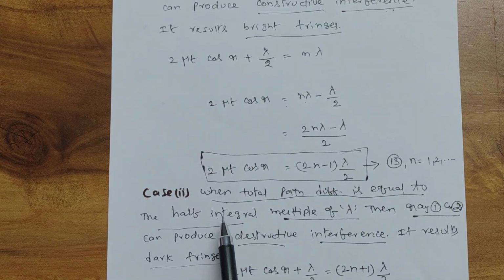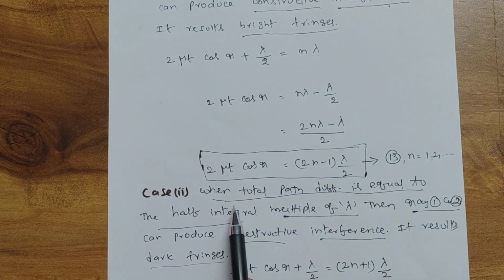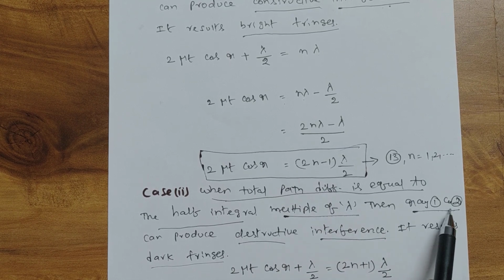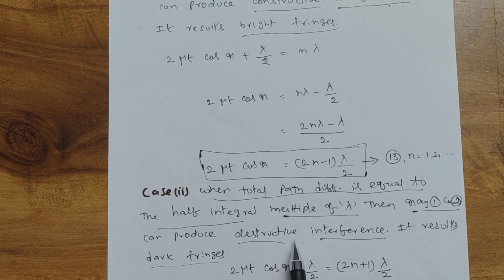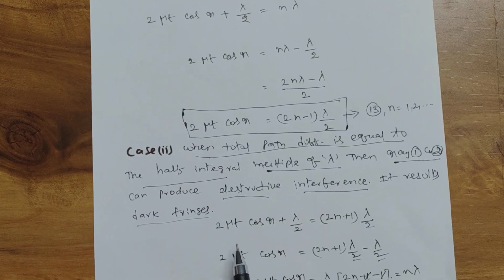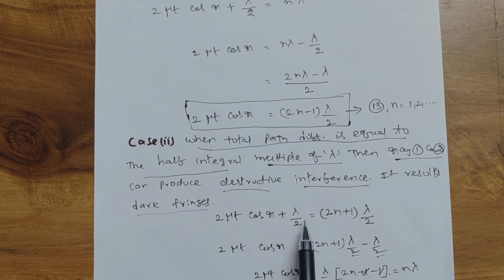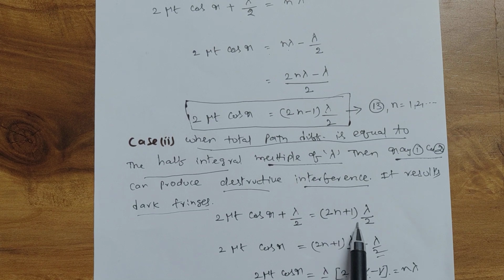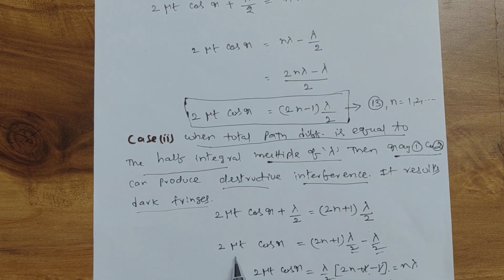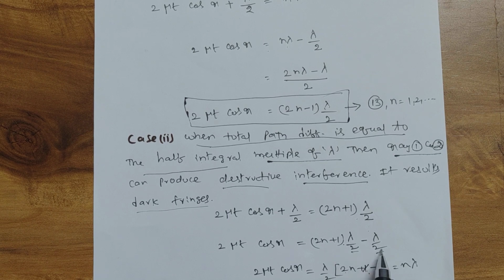Similarly, we have to calculate the condition for the dark fringe. It can be obtained when the total path difference is equal to a half integral multiple of lambda, then ray 1 and ray 2 can produce destructive interference. It results in dark fringes. Condition for the dark fringe: 2 mu t cos r plus lambda by 2 is equal to 2n plus 1 into lambda by 2. Again in this equation, this lambda by 2 goes to the right hand side and it becomes 2 mu t cos r is equal to 2n plus 1 lambda by 2 minus lambda by 2.